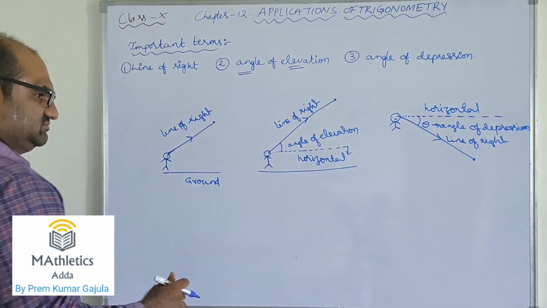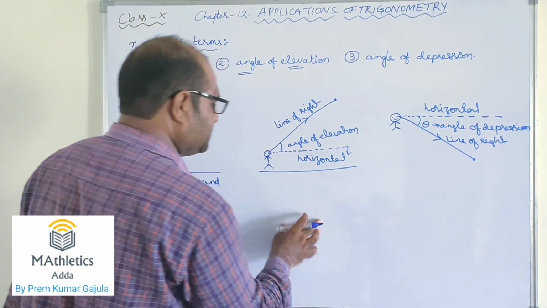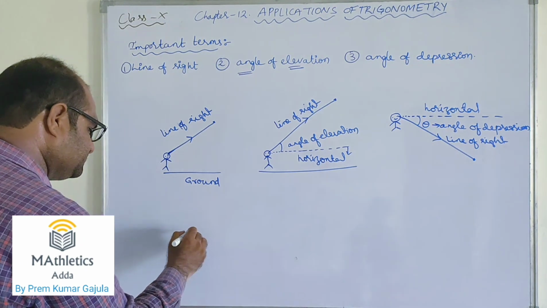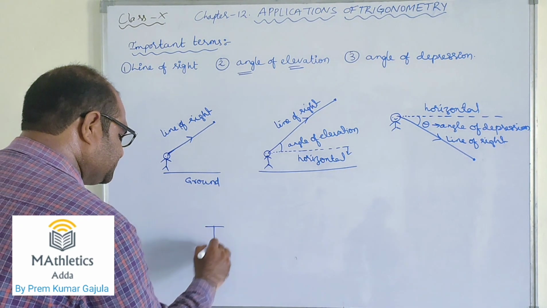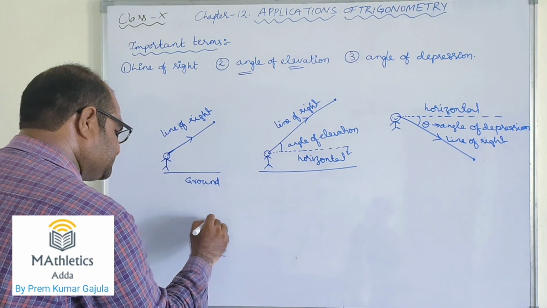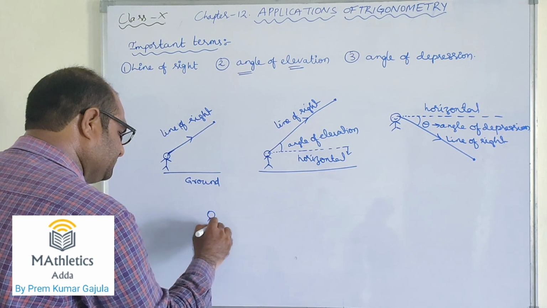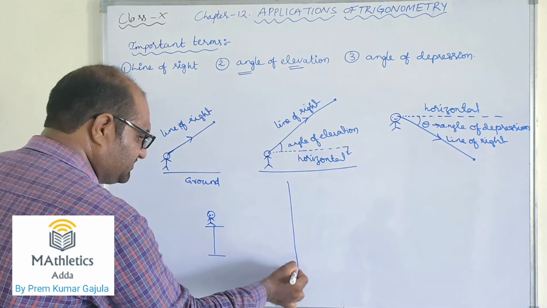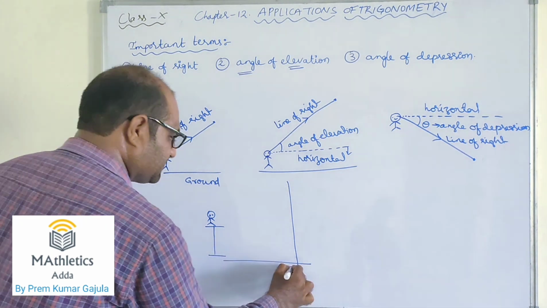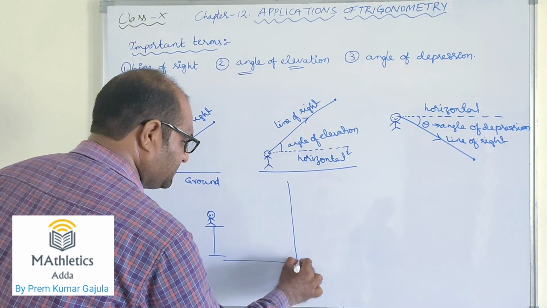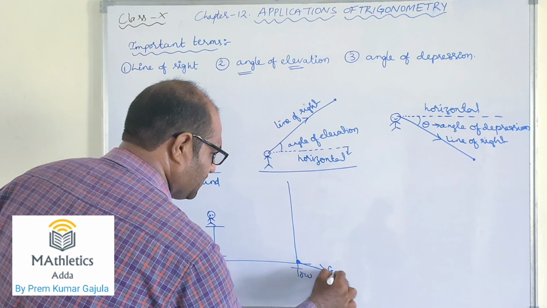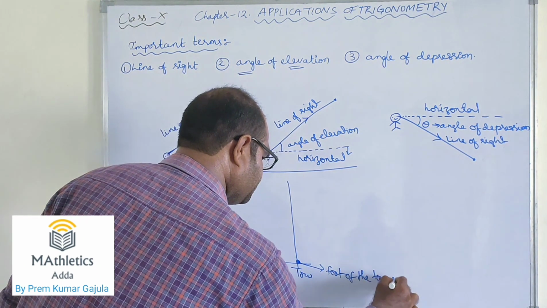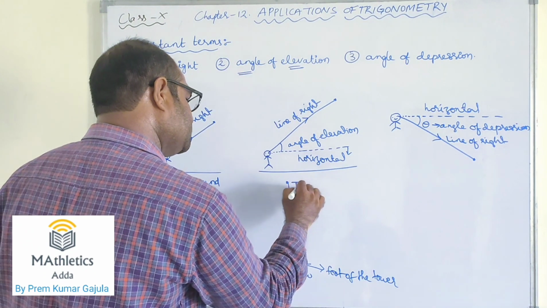And it is not necessary that the person should always be on the ground. For example, consider that a person, the observer, is standing here on a building, on the first floor, and exactly opposite we have one tower. I am taking this as the tower. This is the foot of the tower, and this is the top of the tower.